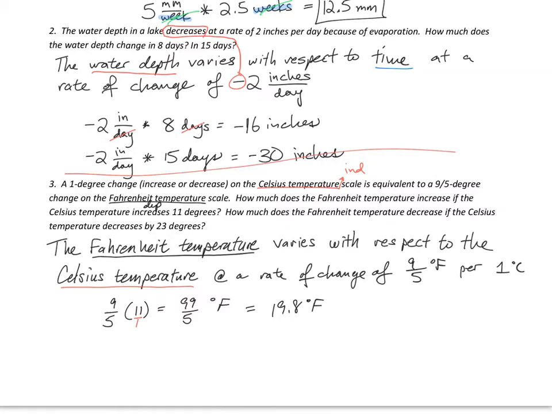Now, if there was a decrease, like this second example, it decreases by 23 degrees, we would have to say 9/5 times a negative 23. And again, we could put that over 1. And this would give you a negative 207/5 degree Fahrenheit drop, right? The negative tells you it would decrease, but again, it would make more sense as a 41.4 degree drop.